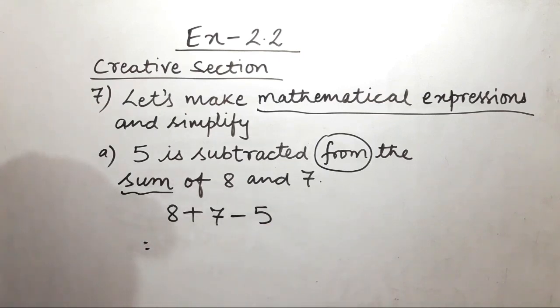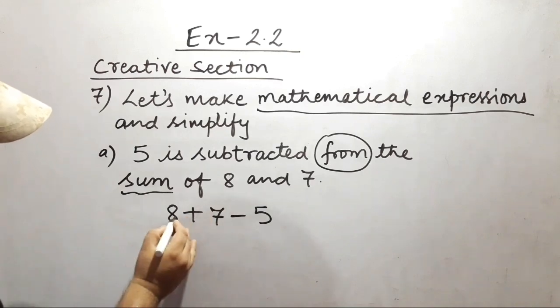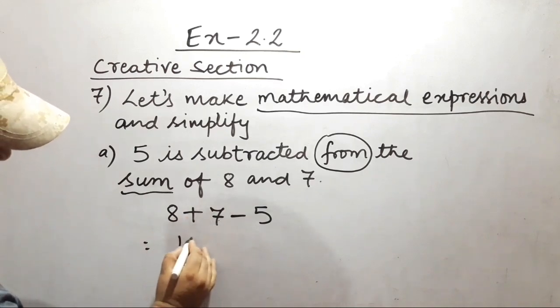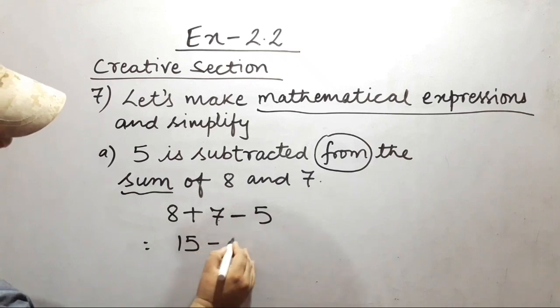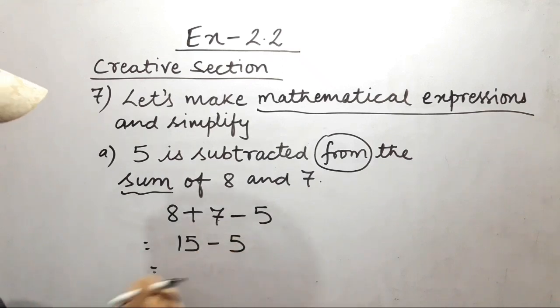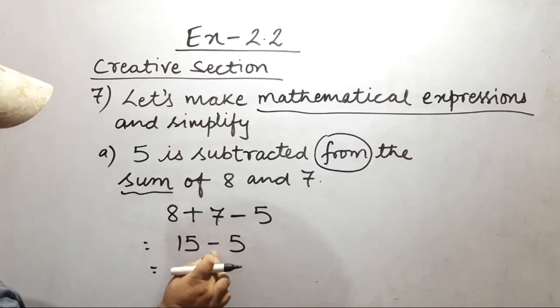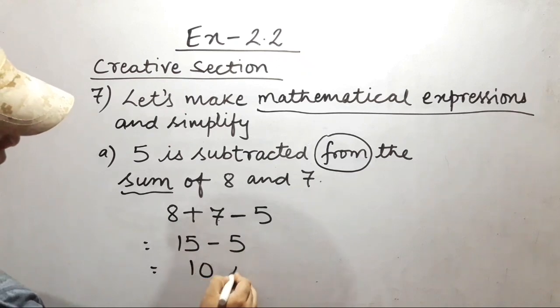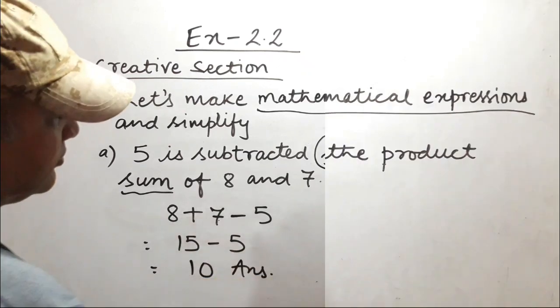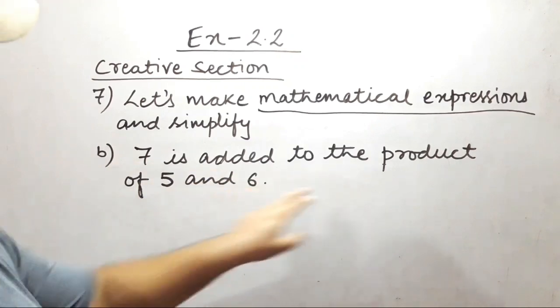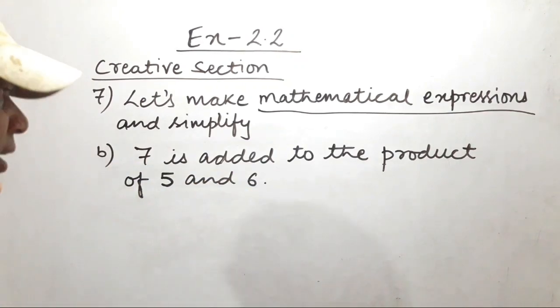Let's follow the DMAS rule. No divide, no multiply. Here we have addition sign. 8 plus 7, 15 minus 5. After addition, minus sign. 15 minus 5, 10. This is our answer. 7 is added to the product of 5 and 6.